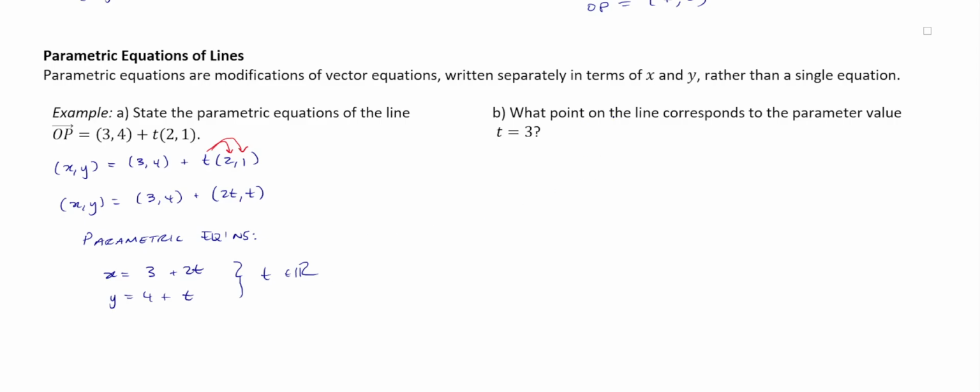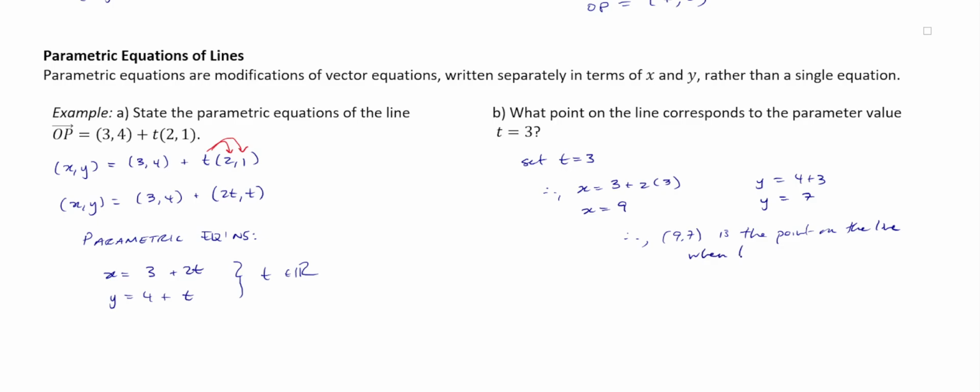What point on the line corresponds to the parameter value of t is equal to 3? So we just basically set t is equal to 3, and then therefore x is equal to 3 plus 2 times 3, so x is equal to 9. y is equal to 4 plus 3, so y is equal to 7. So therefore 9, 7 is the point on the line when t is equal to 3.